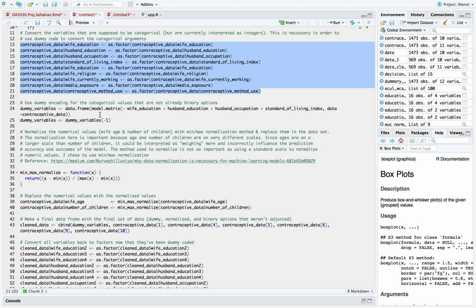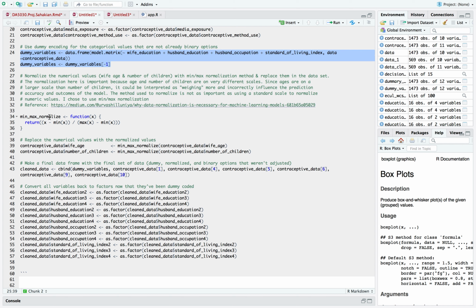And next, the options that were not binary in nature, so things like the wife's education, the husband's education, their occupation, these needed to be transformed to a dummy variable. So these lines right here will take care of that for us.